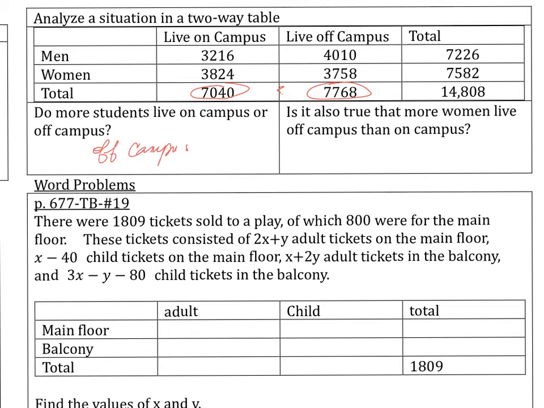Is it also true that more women live off campus than on campus? Well, we've got to check. Women, well, we got 3,824 living on campus, but 3,758 living off campus. So 3,824. This means no. By looking at the table, we can see that there are 3,824 women living on campus, which is more.